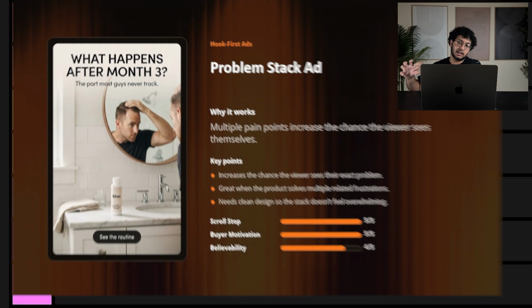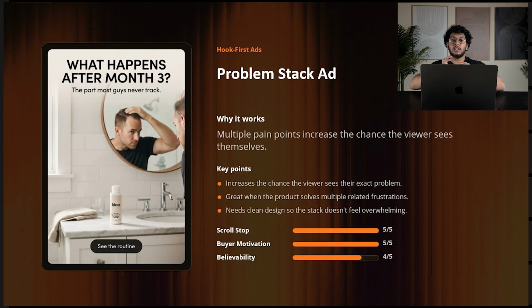Next is the problem stack. This is also S tier. A problem stack is when you list multiple related pain points in one image.